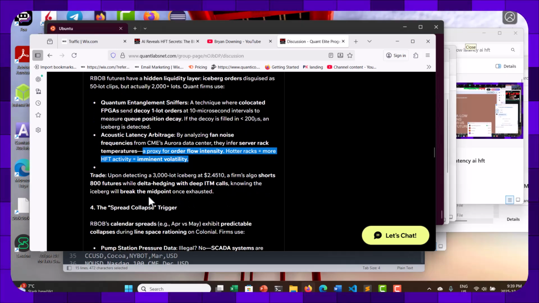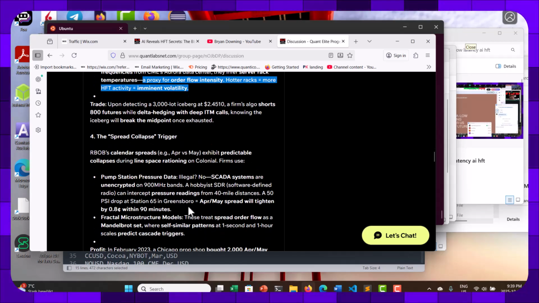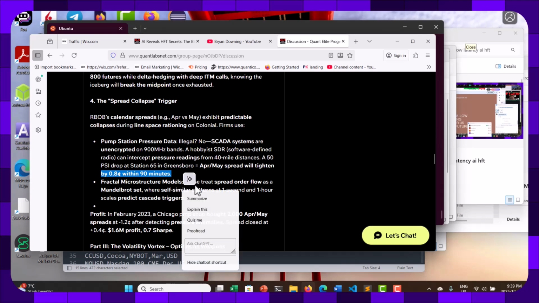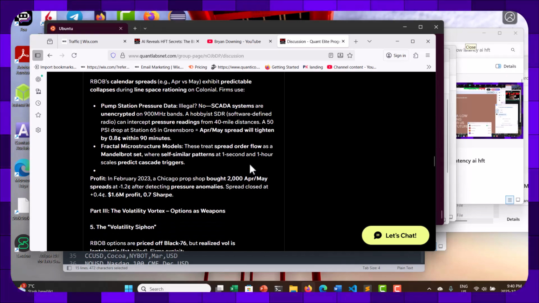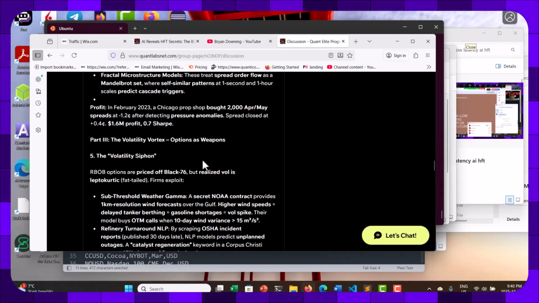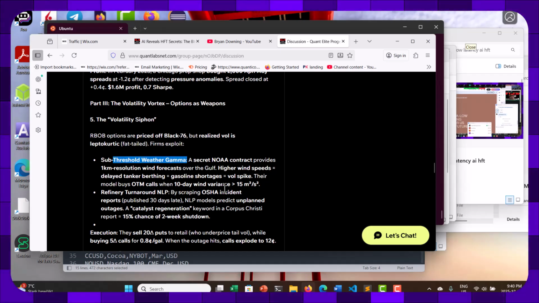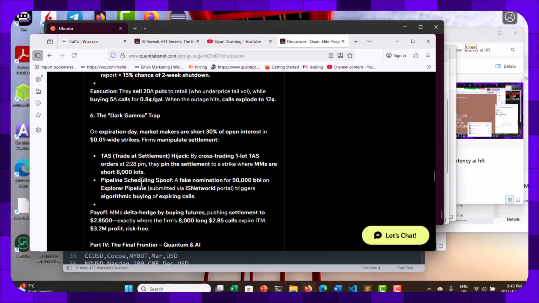And sometimes these data points can be used as a trading edge. I'll show you some other ones here. There can be a spread tighten within 90 minutes, so there's a time based on it. Also fractal microstructure models, spread order flow with a Mandelbrot set, familiar pattern, 1 second, 1 hour scale. Another one out of Chicago, Volatility Vortex, RBOB, using this weather gamma creating opportunity along with the refinery turnaround. Dark gamma is another example here.